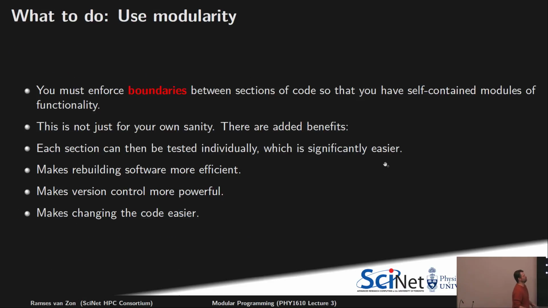So we're going to improve this by using modularity. And to do that, you want to section things off, and just putting them in functions, as I explained, doesn't help if you have things like global variables. So you really have to enforce boundaries between different parts of the code, and you want to create self-contained modules of functionality. The functionality here is essential. That's the only real guideline. And of course, how fine-grained you do this depends.